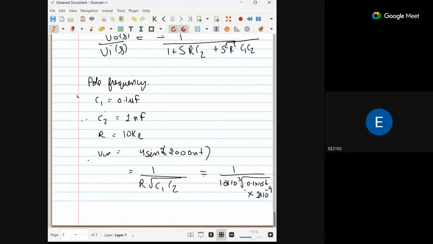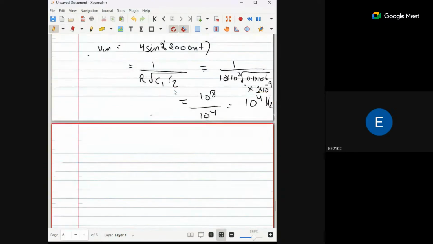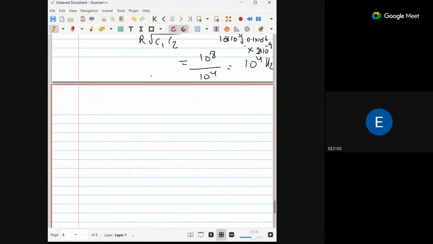So that is total 6 and 16. So it will be 10 to the power 6, 15 and 16. So it will be 10 to the power 8 upon 10 to the power 4, which is 10 to the power 4 hertz, or we can use it as 10 kilohertz. Okay.